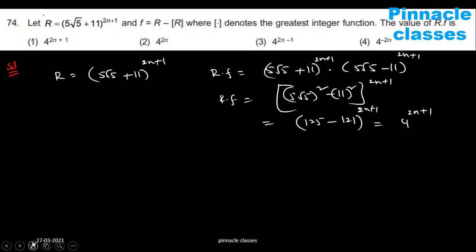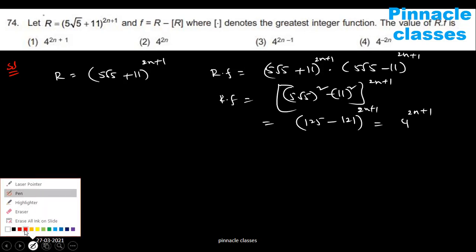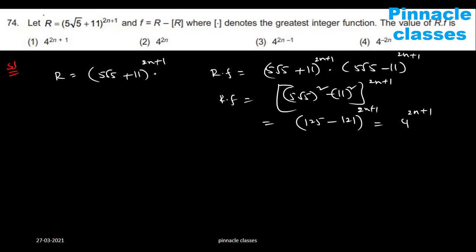So R means what here, R is given as? Integral part of R plus F. In this case we are using F dash, like that we are choosing, which means (5 root 5 minus 11) whole power 2n plus 1. Simplify, this is the format that comes. So please remember this formula.